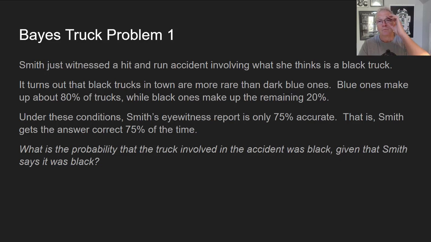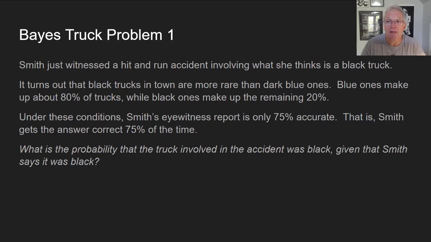So here's a problem. Smith just witnessed a hit-and-run accident involving what she thinks is a black truck. And it turns out that black trucks in town are more rare than dark blue ones. The blue ones make up about 80% of the trucks, while black ones make up the remaining 20%. Okay, so it's a weird, maybe it's a company town, or maybe it's a corporate lot or something. Let's just stipulate that 80% of the trucks are blue and 20% of the trucks are black. Smith sees a hit-and-run accident with a black truck. So she's observing one of the minority trucks.